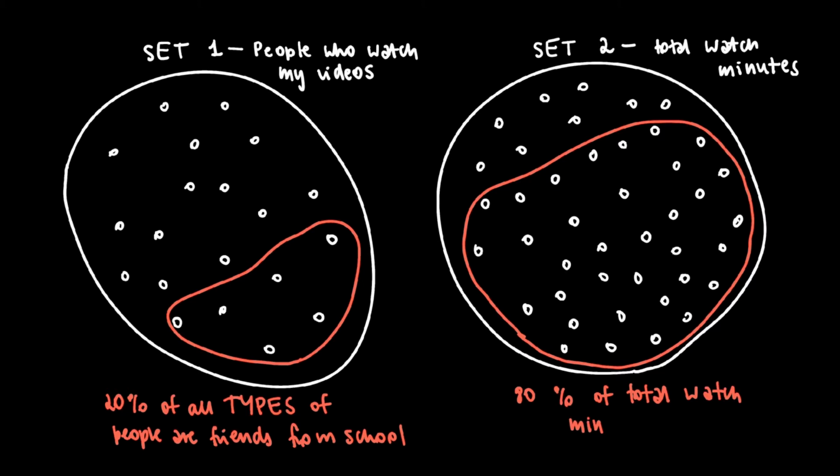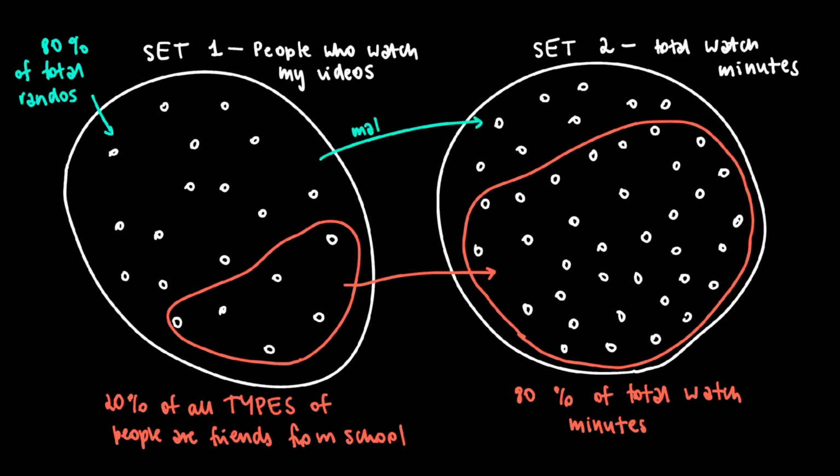And then the remaining 80% of the first set are the complete total randos that watch my videos. They make up only 20% of the total watch minutes. I hope that this makes a little bit more sense. I failed miserably trying to explain that, but hopefully I'll do a little bit better next time.